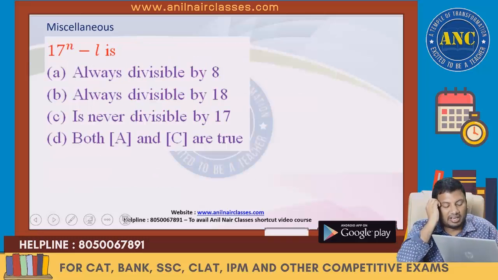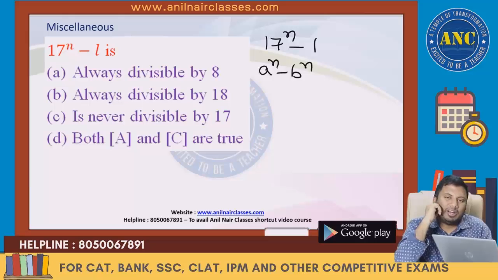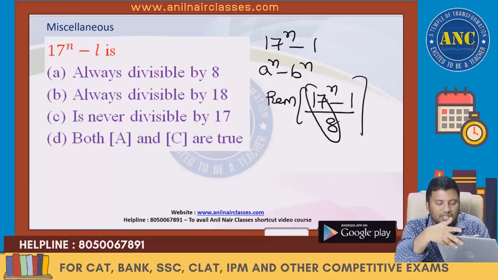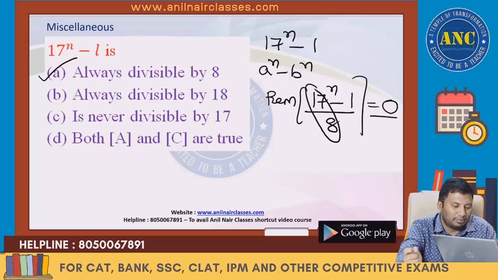17 power n minus 1. A power n minus b power n. Right? Now see here. It is divisible by 8. If I divide 17 power n minus 1 by 8, 8 2s are 16, remainder 1. 1 minus 1 is 0. It is always divisible by 8.